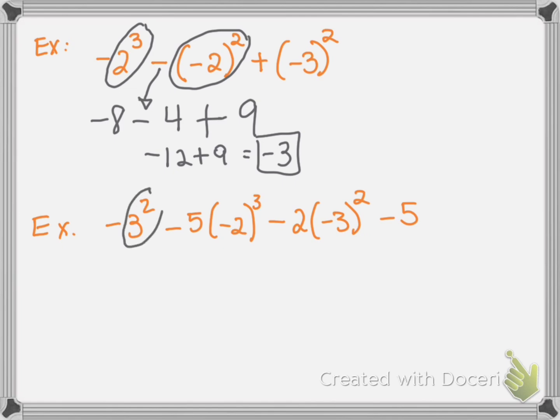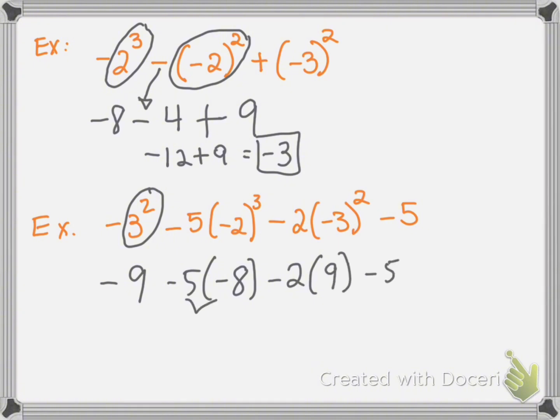Again, we have a number that does not have a parenthesis, so that's going to be negative 9. Then we have the negative 5, and then this negative 2 to the third power. Notice how it has a parenthesis. So the negative 2 is multiplied times negative 2 and then another negative 2. So the answer will be negative 8. Then we have another negative 2 multiplying negative 3 squared, which is negative 3 times negative 3, positive 9, and then the 5.